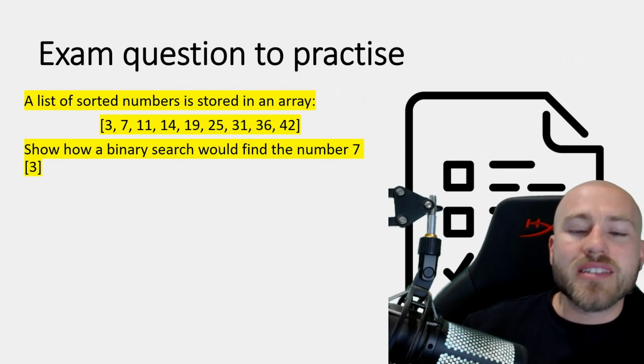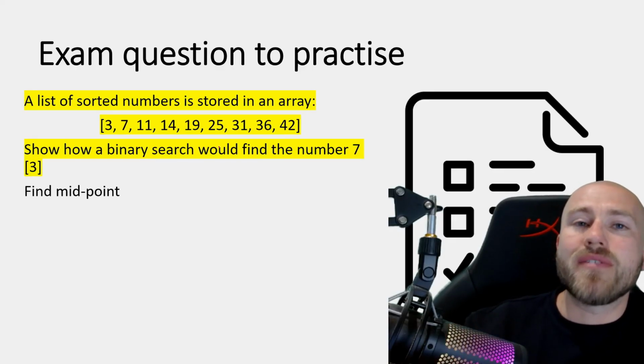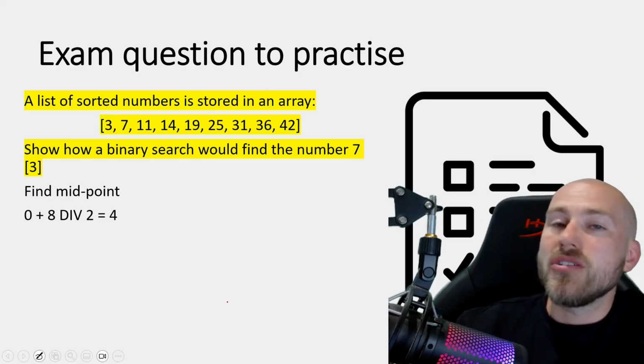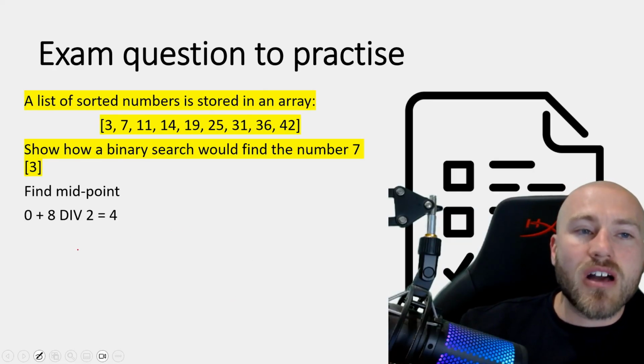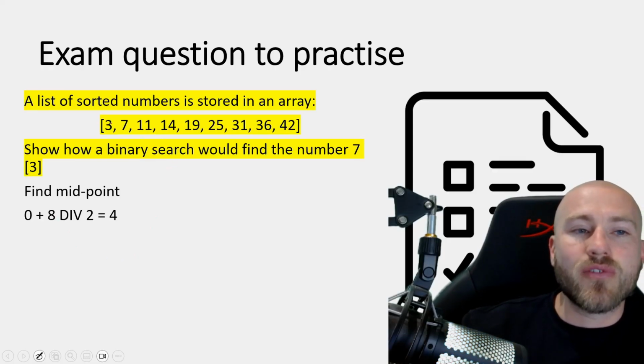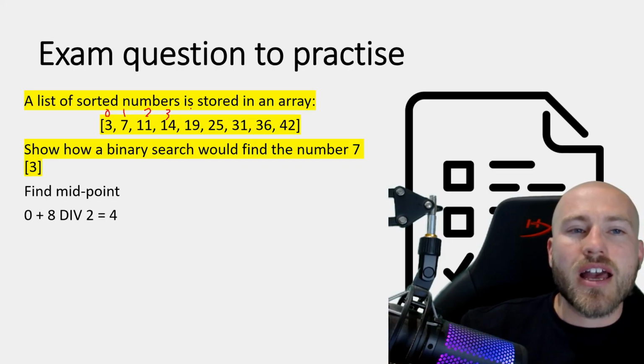Okay, let's go through the answers then. So like before, we need to start by finding our midpoints. We can do this by doing 0, add 8, which is our very left position, added to our very right position. Div 2 is going to give us 4. So 0, 1, 2, 3, and 4. So this is our current midpoint here.